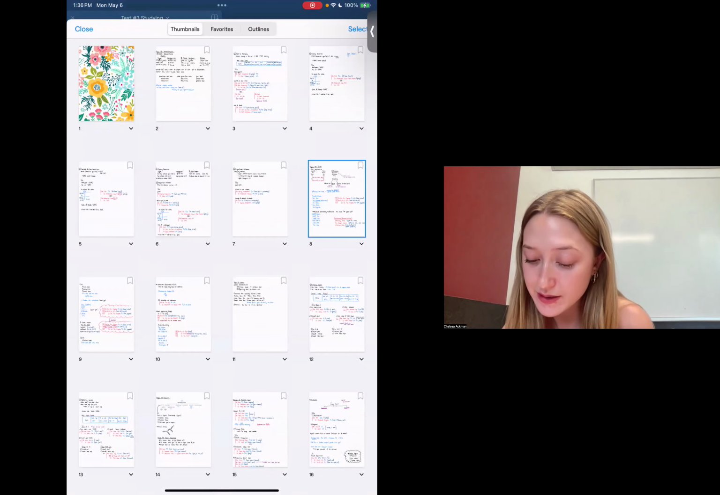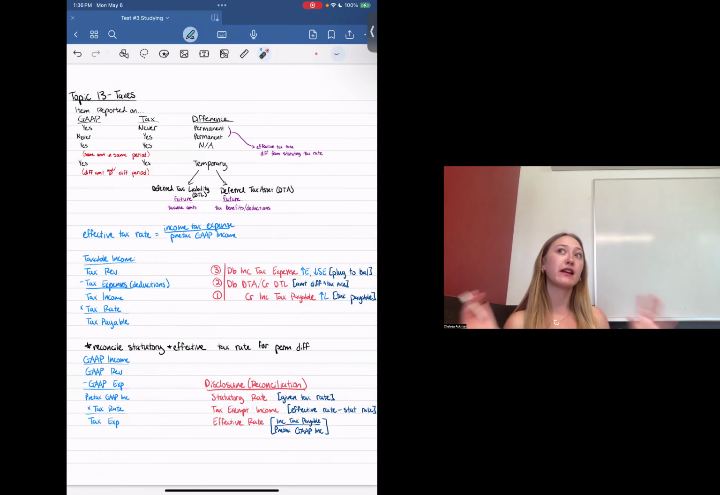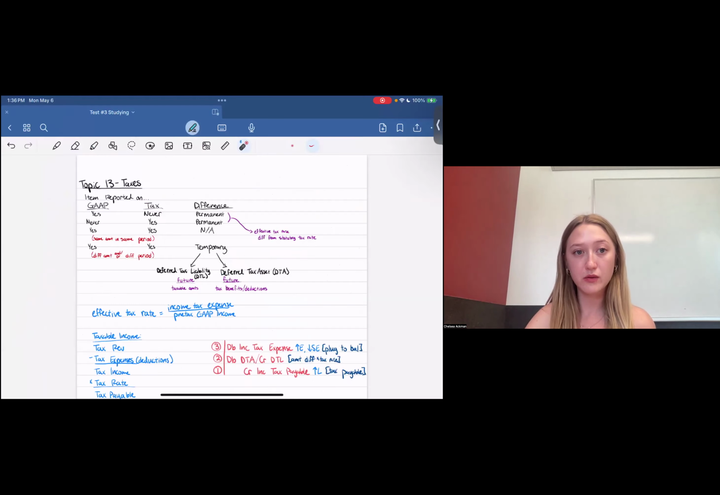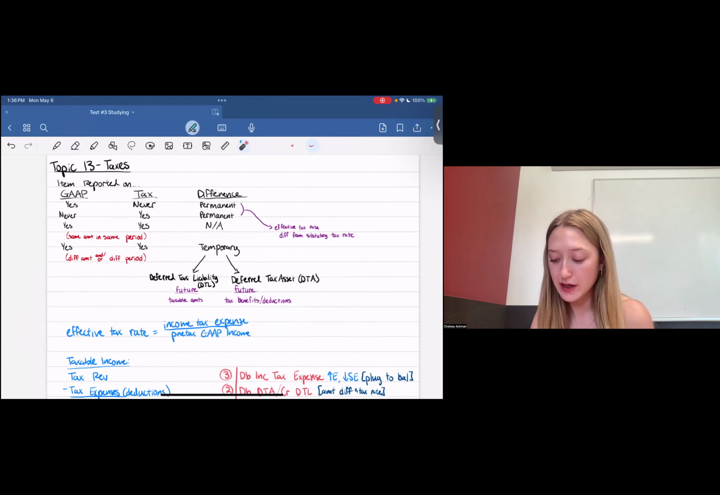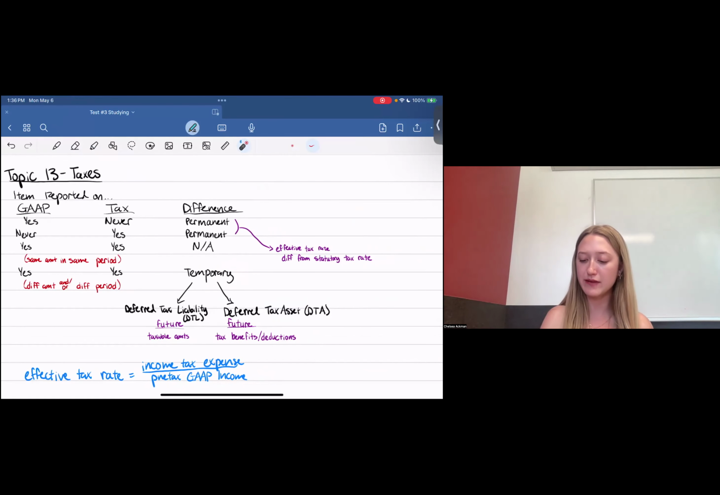So next is topic 13, which is taxes. So the big thing looking at here is the types of differences within these accounts. I'm actually gonna flip this really quickly. So there's different types of differences. There's permanent differences and there's temporary differences.